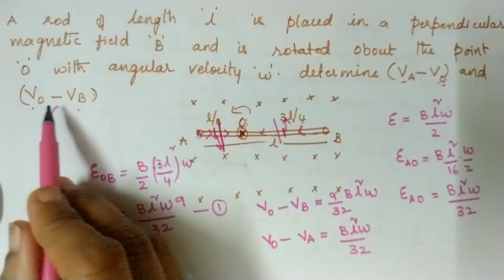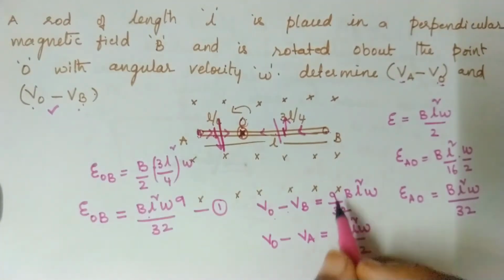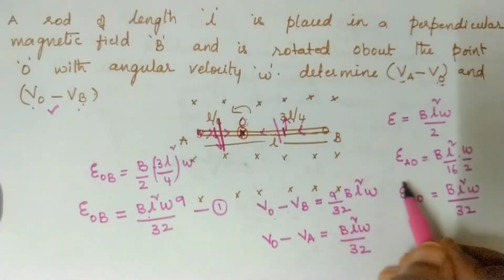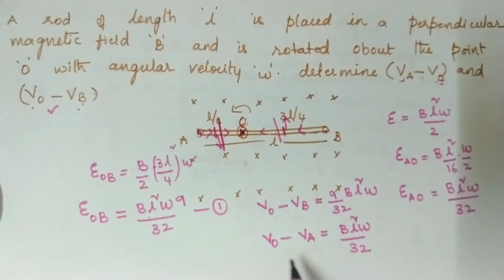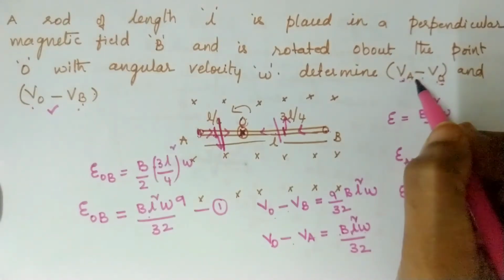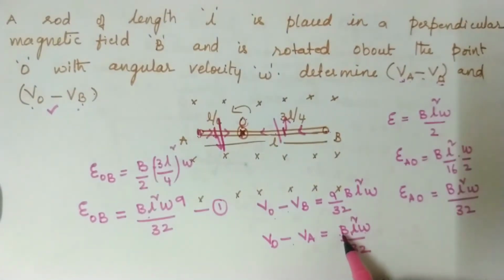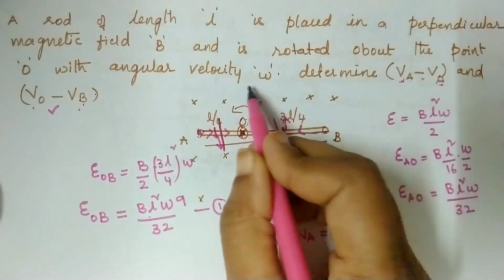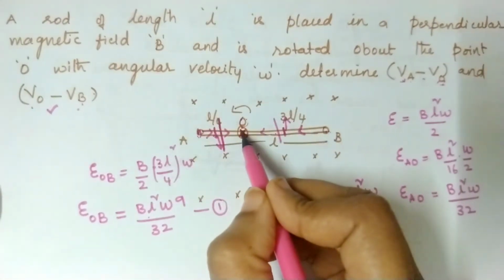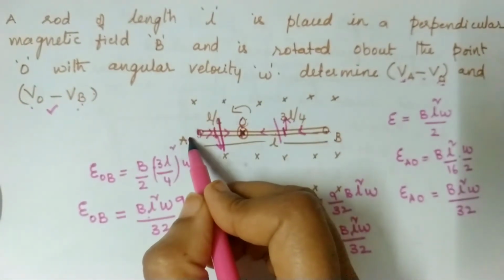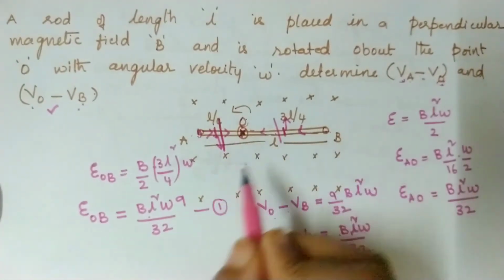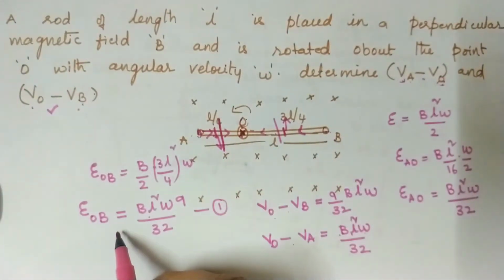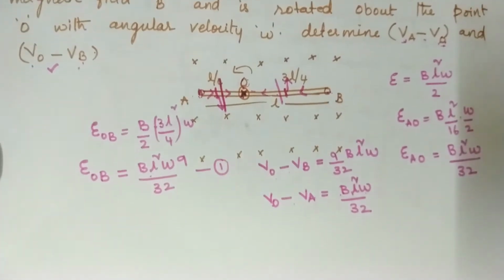I think the question is to find out VA minus VO. VO minus VA is BL square omega by 32. Then what will be VA minus VO? You will have a negative sign. So you get a negative sign for VA minus VO. So remember this, when you are rotating a metal rod at a point not passing through one corner, as length changes, EMF also is going to change. So here itself, remember this condition.